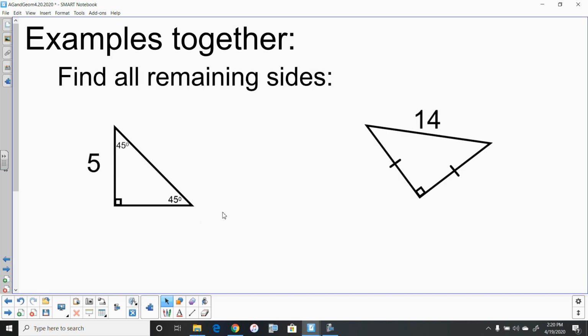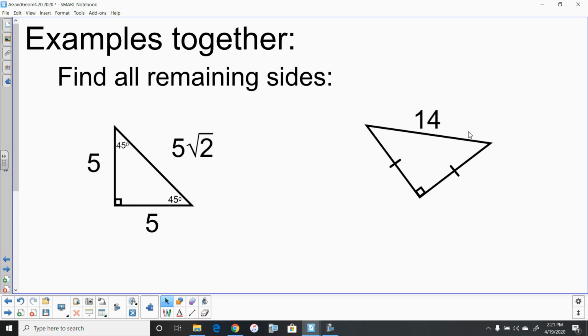Let's do these examples here. I see I've got a couple of 45-45-90s. So let's talk about the first one. I've been given one of the legs, so that means the other leg has to also be 5. And it means that my hypotenuse is whatever the leg is, times root 2. So we can just write it as 5 root 2.